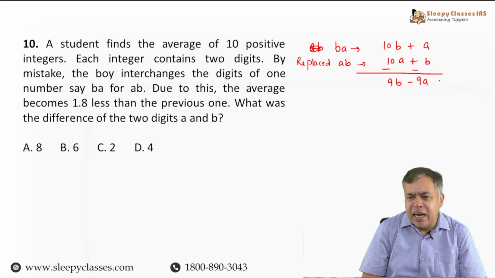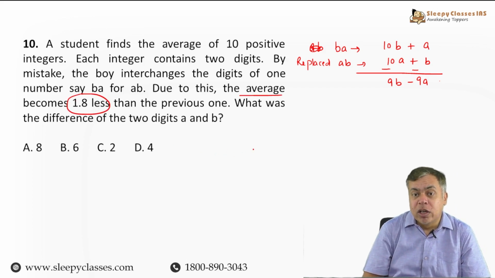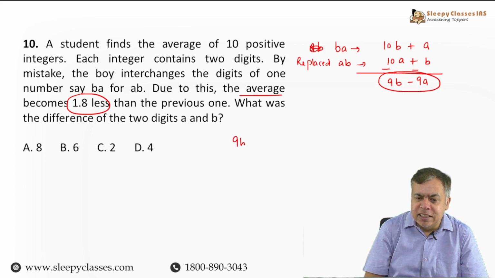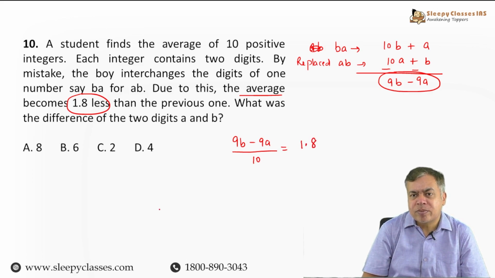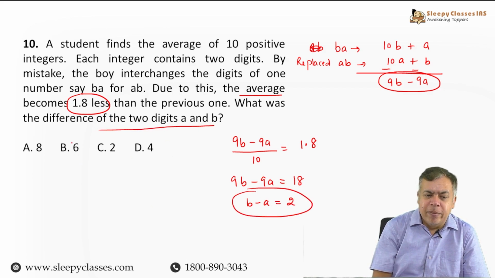Which is given as, now if the average is 1.8 less, so the total will be, you can say the total is this much less. If the total is this much less, when divided by 10, this will be the reduction in the average. So 9B minus 9A is nothing but 18, or B minus A is nothing but 2. So the difference in the digits A and B will be 2.